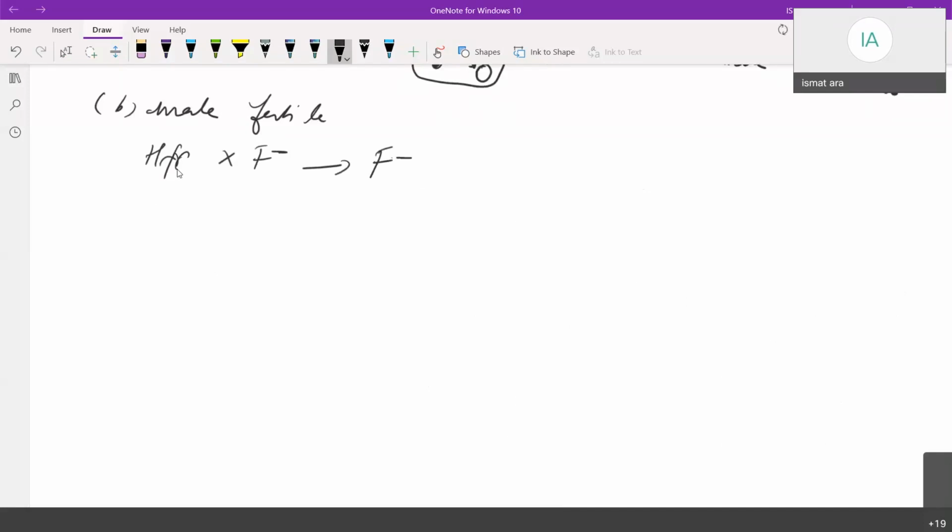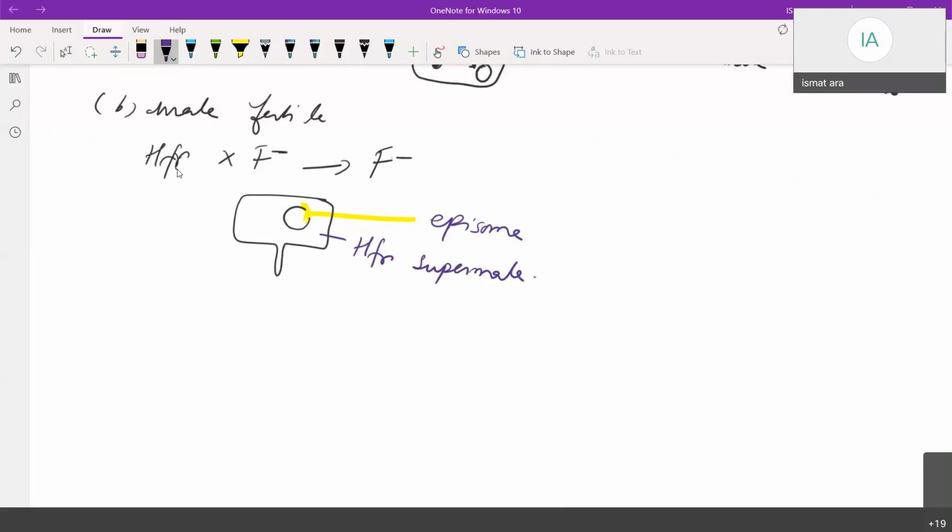Now, see the phenomenon. This is the bacterial cell. Okay. And this is the nucleoid material. And this is the plasmid part. The plasmid, when it is associated with the nucleoid material, you know that this is called episome. This is called episome. And this cell is called HFR, high frequency recombinant, or it is called super male. Okay. So what will happen, students?